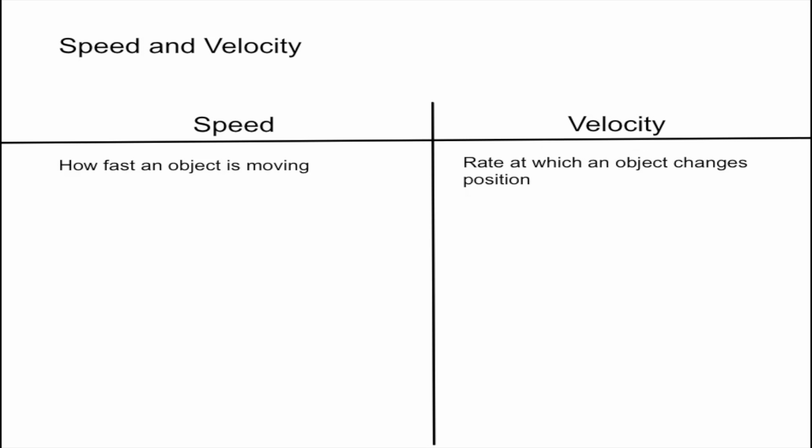This means that speed is a scalar and velocity is a vector. Or in other words, speed does not have a direction and velocity does. Speed is just going to be a magnitude.